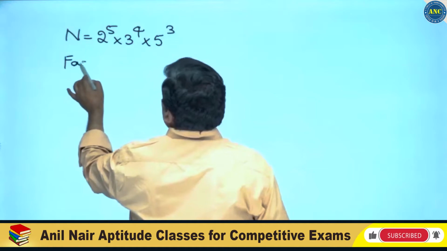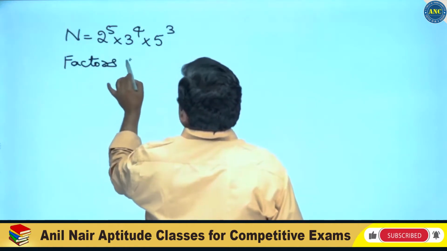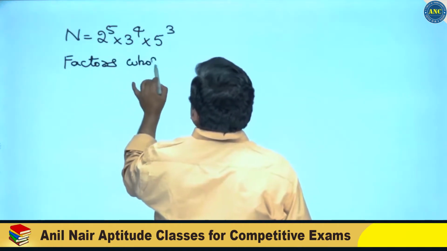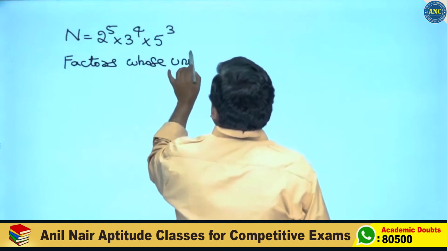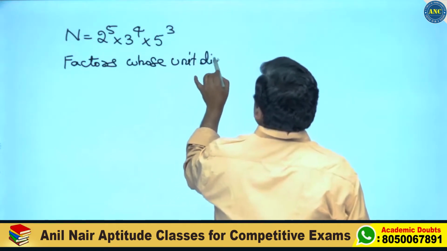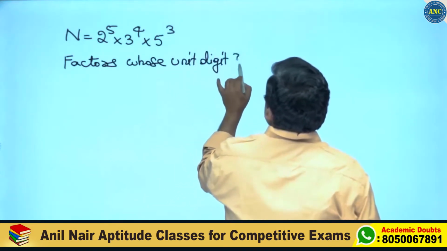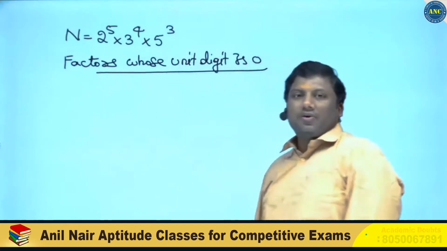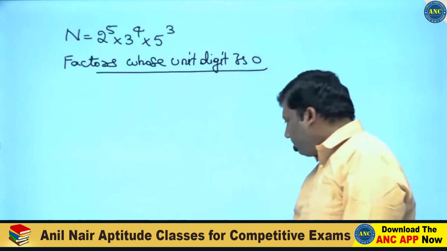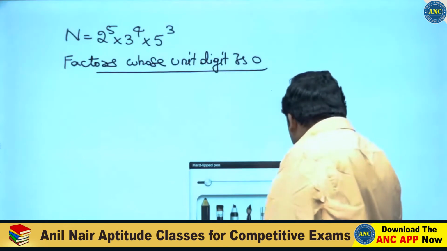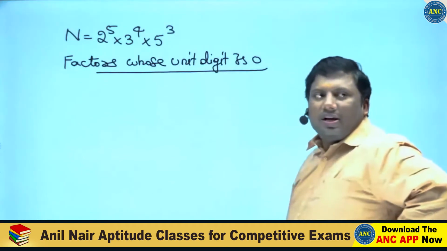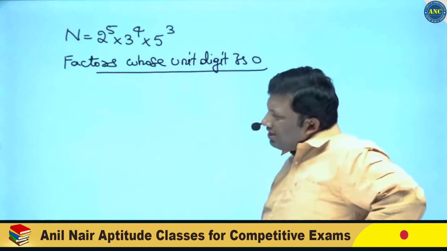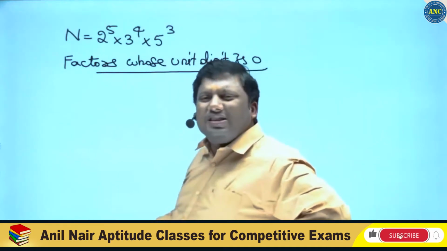Factors whose unit digit is 0. Now listen carefully. What is the smallest natural number whose unit digit is 0?